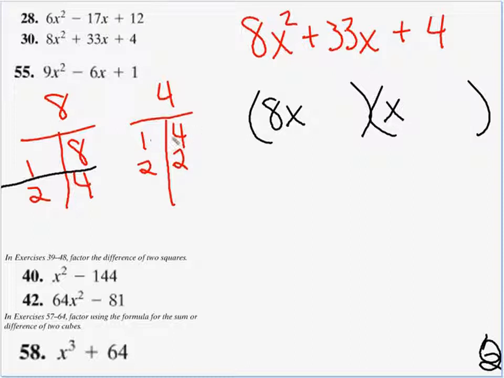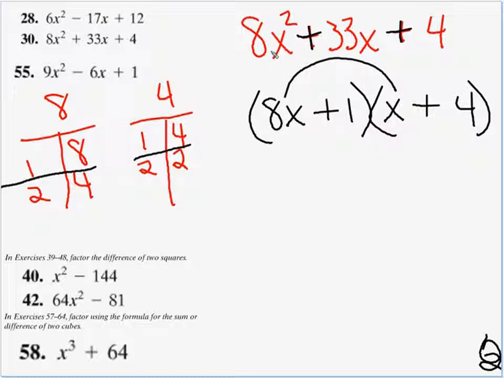And the factors, I might lean toward the 1 and the 4 this time. Remember, whatever goes over here gets multiplied by the 8. So if I put the 4 over here, that's 4 times 8. That's going to get me real close to 33. So maybe it's the 1 goes in here. And the signs aren't bad because it's a positive and a positive. We know everything is positive.